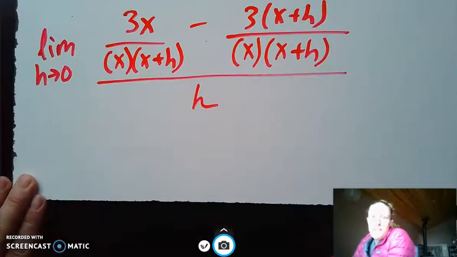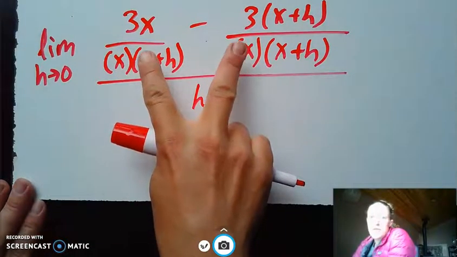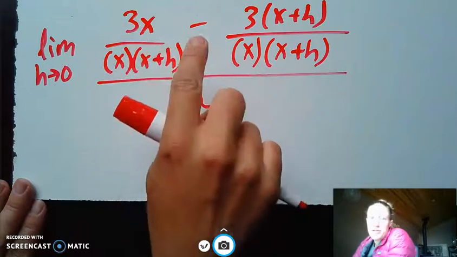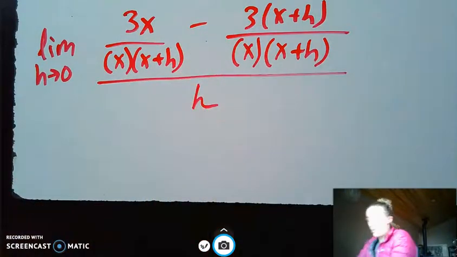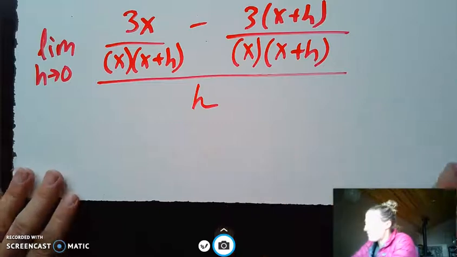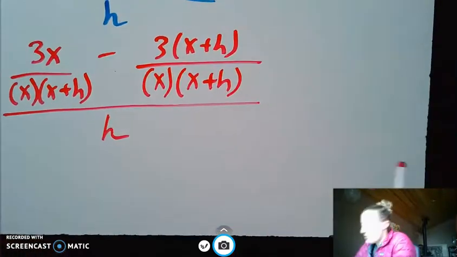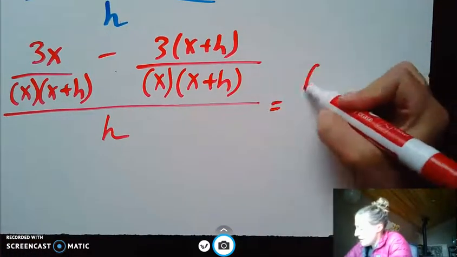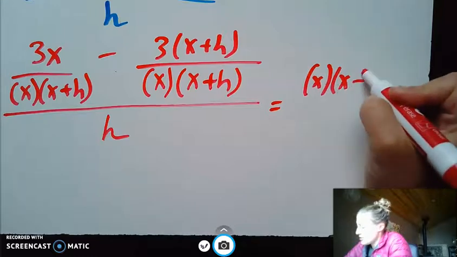Okay, now that they have the same denominator, we can squish them together. It's kind of like 2/3 minus 1/3 or something. You can put them together. So the common denominator is going to be there. It's x times x plus h, just one of them.